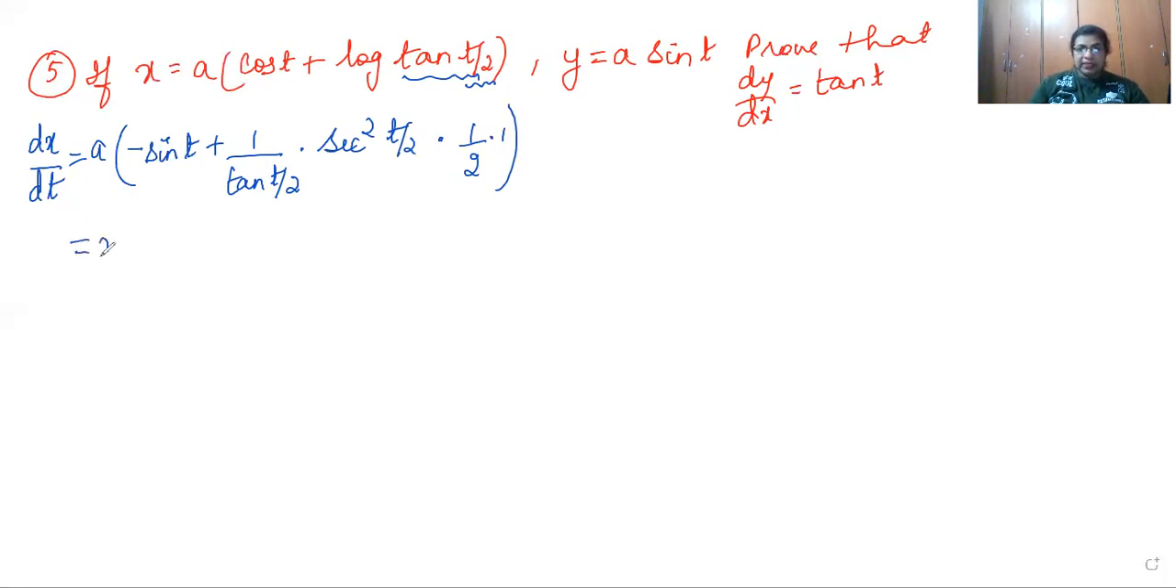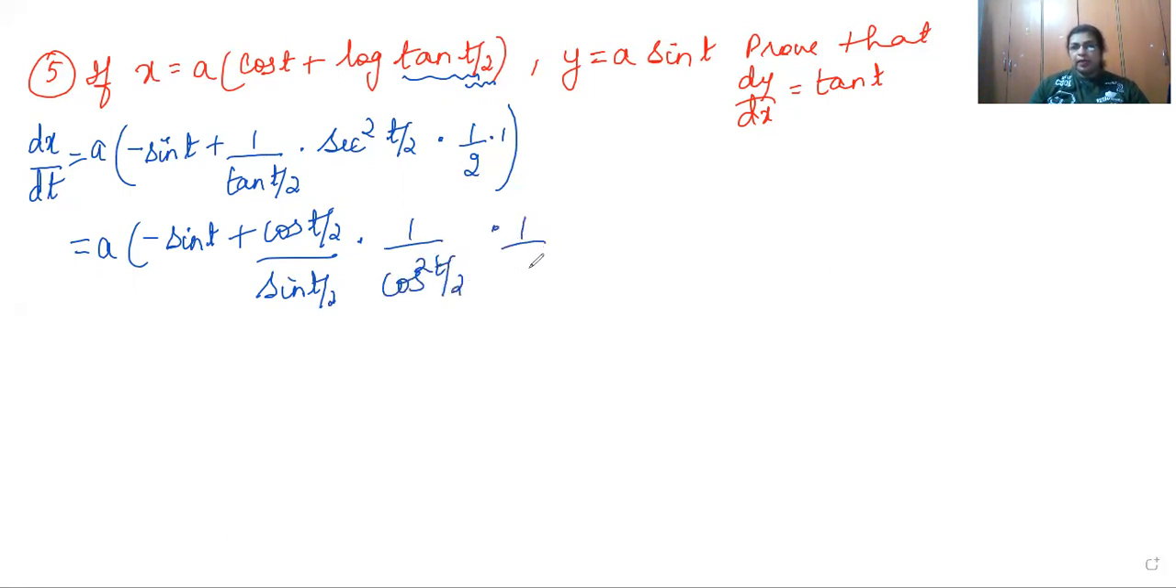So now simplify. So it is a into minus sine t, right, as it is. Who is 1 by tan? Who is a reciprocal of tan? It is cot. How do you write cot? Cos by sine. So you can write this as cos t by 2 by sine t by 2. Okay. Second, I can write cos is reciprocal. I can write 1 by cos square t by 2 into 1 by 2. Now one of cos t by 2 will get cancelled. What are you left with? a into minus sine t plus 1 by 2 sine t by 2 cos t by 2.